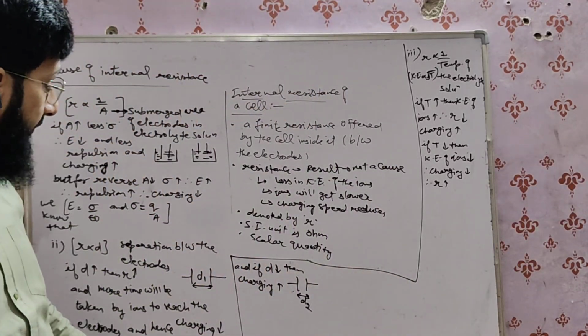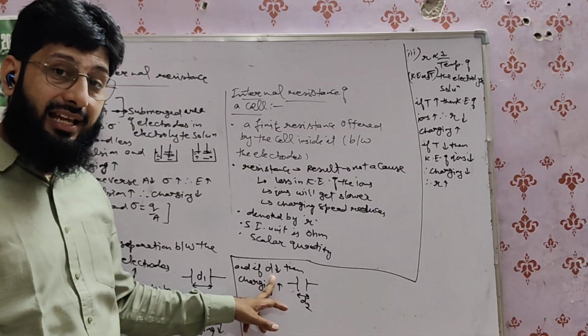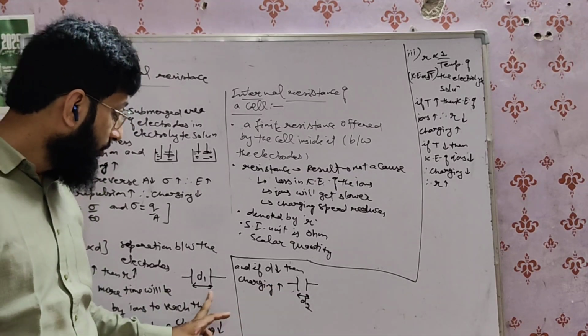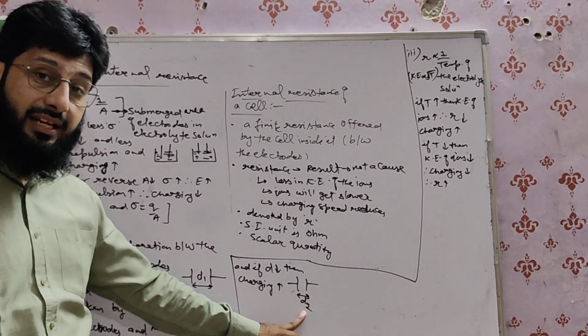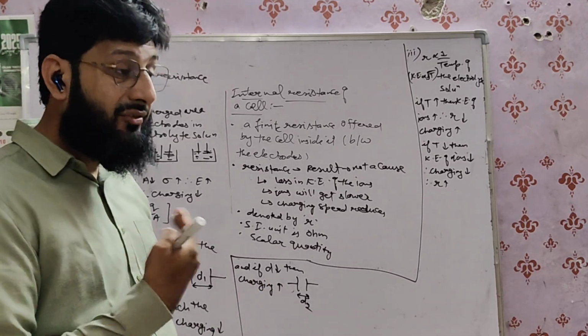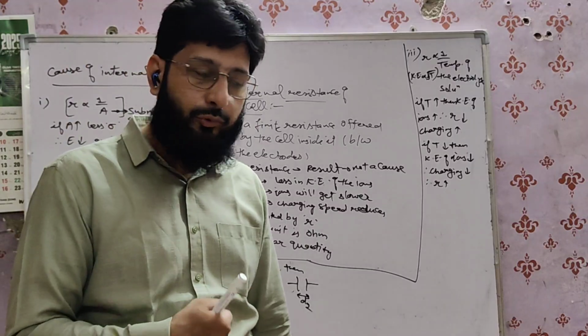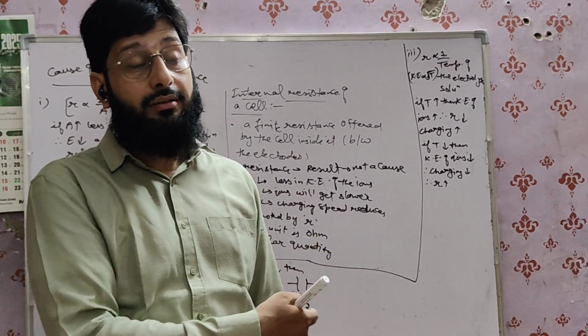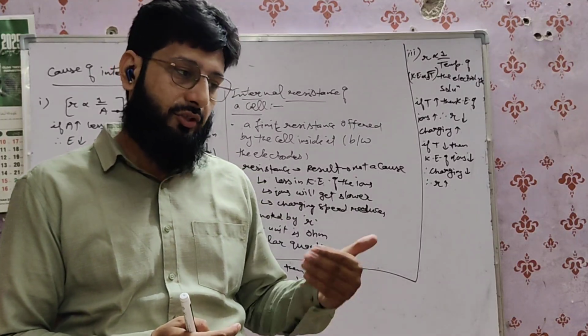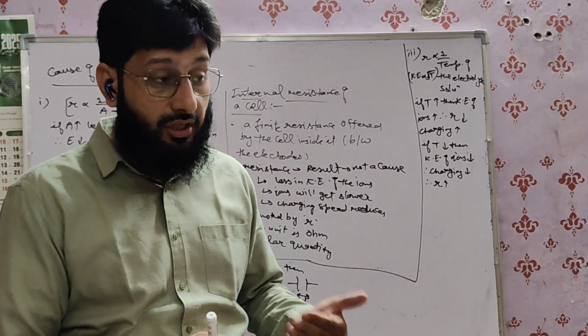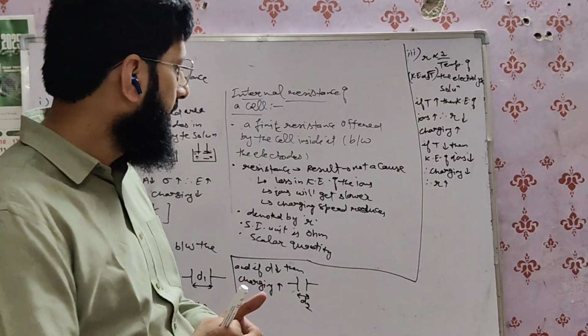Now next, if the separation is lesser, charging will be greater. As you can see in this case, D1 is greater and D2 is lesser. So ions will take less time to reach the electrodes, and definitely charging will be increased. Charging speed will be increased.